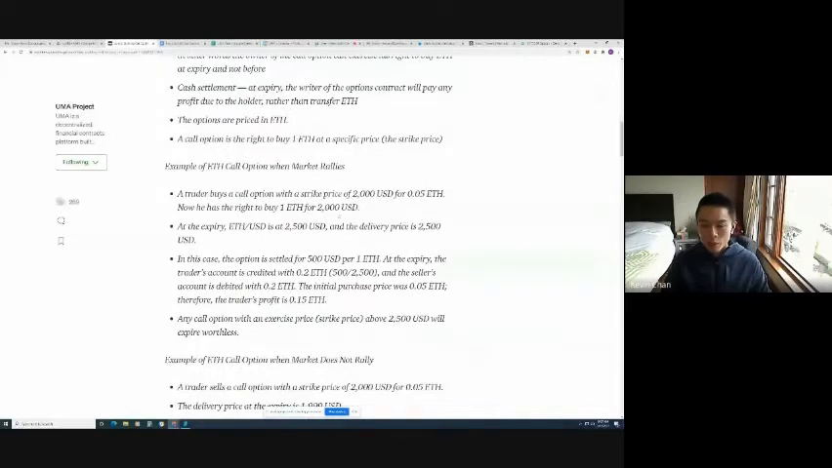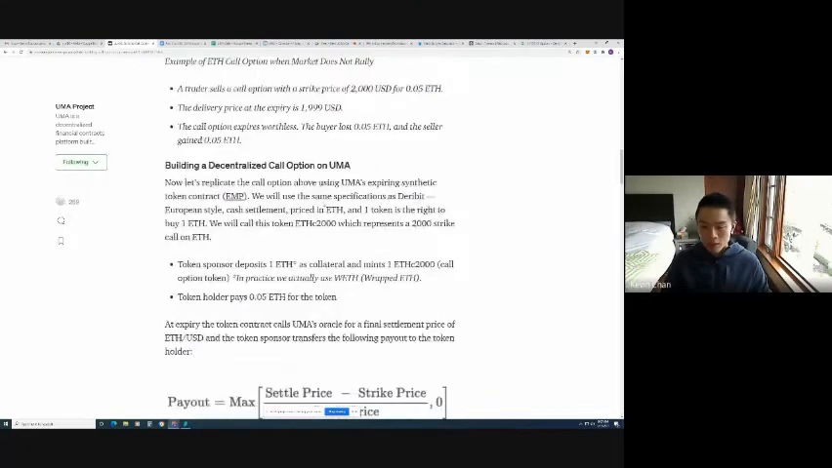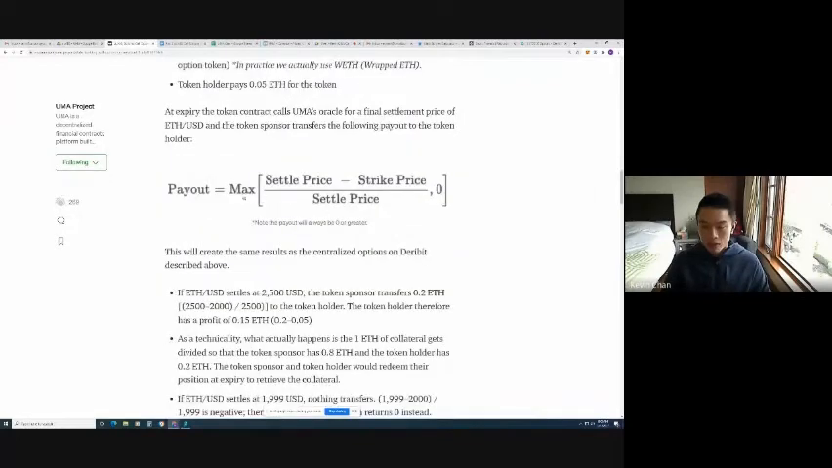So I don't know if I want to go through all the examples, but in our example, we had an ETH call struck at 2000. Somebody would pay a premium of 5% of an ETH, and then we went through examples of different scenarios where, if ETH traded above or below, what would happen? Generally, the payout was defined as the max between the settle price minus the strike price, divided by the strike price. I found that this was a little bit complicated to some people when I had some questions about it.